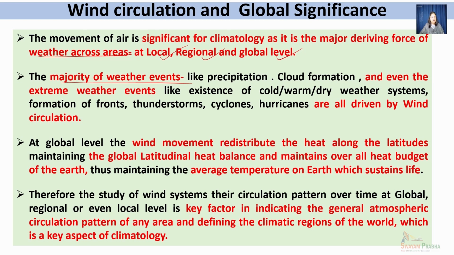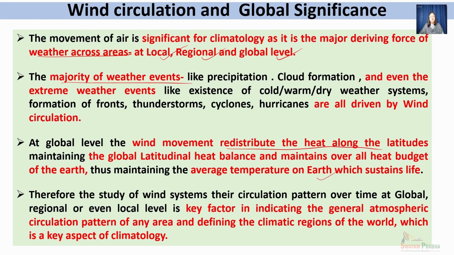And at the global level, the wind circulation helps in the redistribution of heat along the latitudes, thus maintaining the global latitudinal heat balance, and it maintains the overall heat budget of the earth, thus maintaining the average temperatures on earth, which is very important for the sustenance of life, for the evolution of flora, fauna, and even human beings.